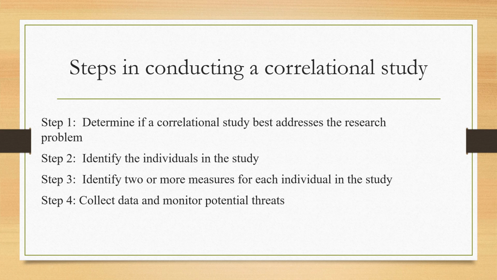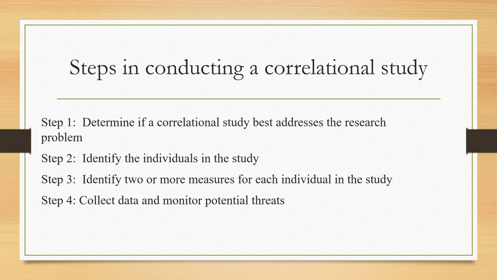A second step involves identifying who you will study. It is ideal to select a sample that represents the population. Data collection should only commence when permission is given by those who are responsible and the institutional review board. In the third step, the researcher needs to identify 2 or more measures for each individual in the study. Instruments used should have high validity and reliability.